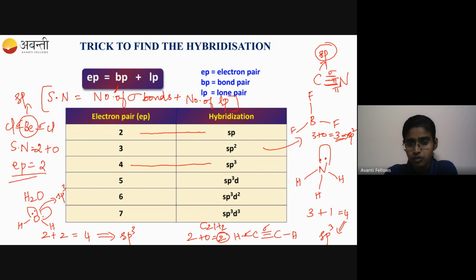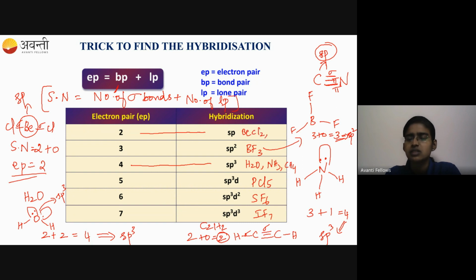Okay. For sp3d, we can take PCl5 as an example, in which phosphorus has 5 bond pairs and no lone pair. So you will get 5 as the answer, and it will be sp3d. For sp3d2, you can take SF6 as an example, and for sp3d3, we can have IF7 as an example. For sp3, we have seen H2O, NH3, and CH4 also you can take. For sp2, we have taken BF3, and for sp, we can have BeCl2.